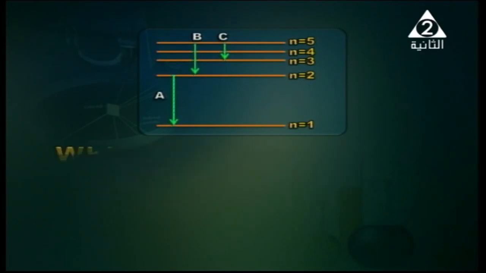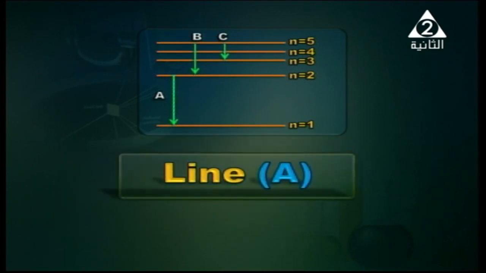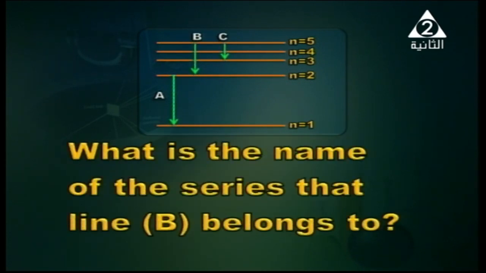And which transition gives the photon with the highest energy? Highest energy means the greatest gap, so it must be line A. And what is the name of the series that line B belongs to? It is the Balmer series.